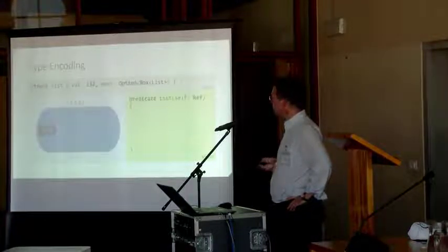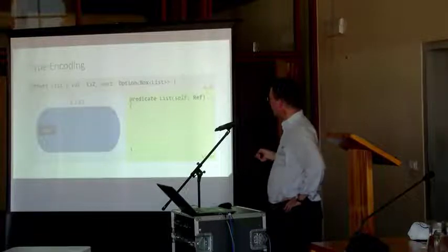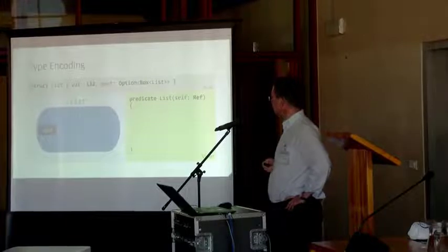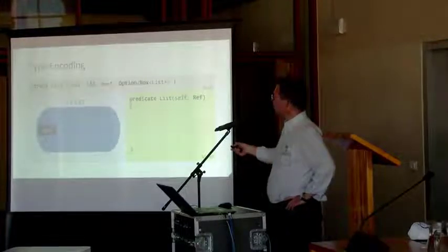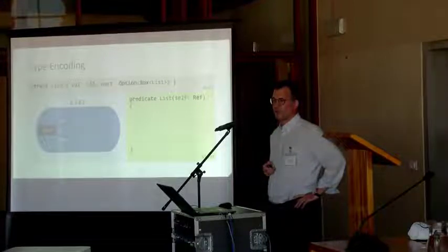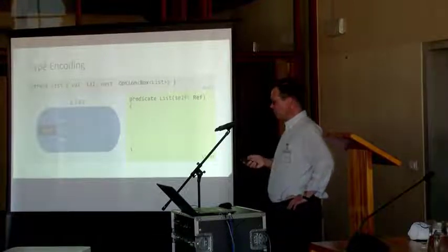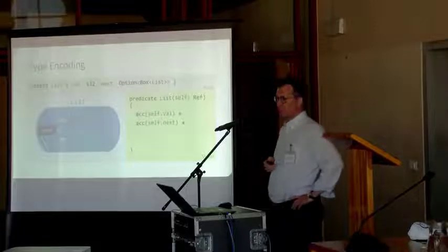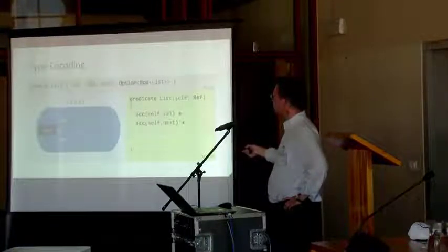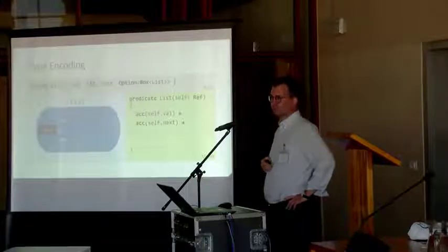Then we would take this list and synthesize out of it a list predicate in separation logic, which takes a reference as a parameter. And now because of these declarations, we know that the list contains two fields, a val field and a next field. And we use those to put the points-to predicates, which Viper writes like this.